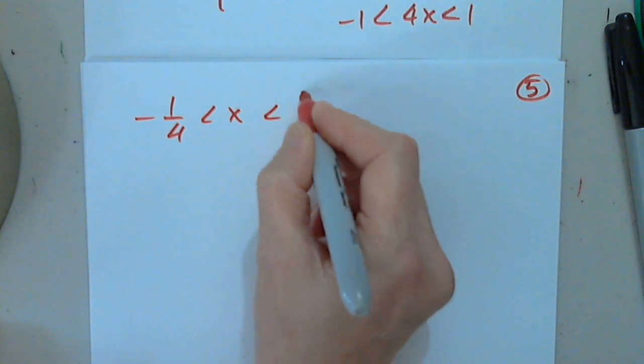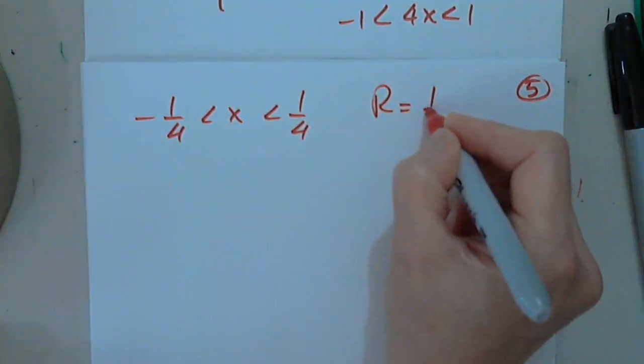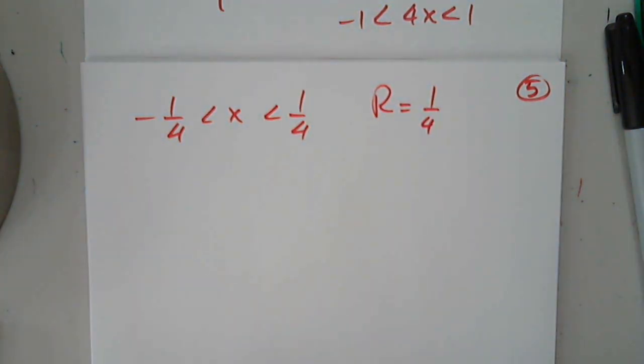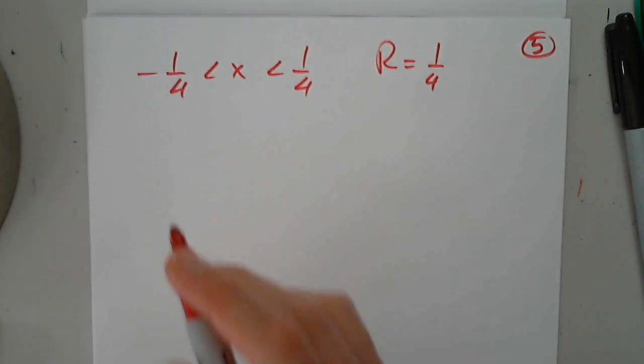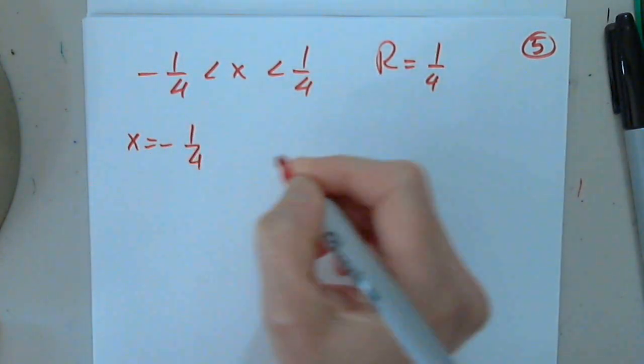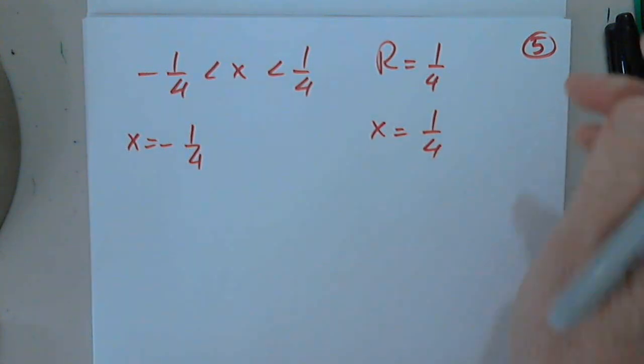-1/4 less than x less than 1/4. The radius of convergence is 1/4. But now the question is, what happens at the endpoints? So we're going to analyze x equals -1/4, and we're going to analyze x equals 1/4.